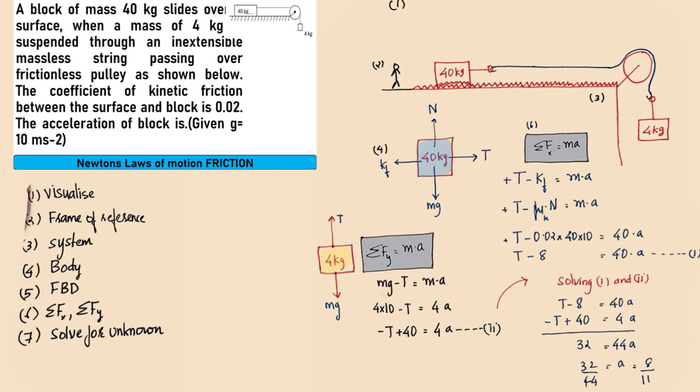So your visualization, frame of reference, you have selecting the system, the bodies. Two bodies are considered. Free body diagram of both have been drawn. Sigma fx and sigma fy of both have been drawn, and solve for unknown. Everything is written here. So if you want, you can just go through this solution.